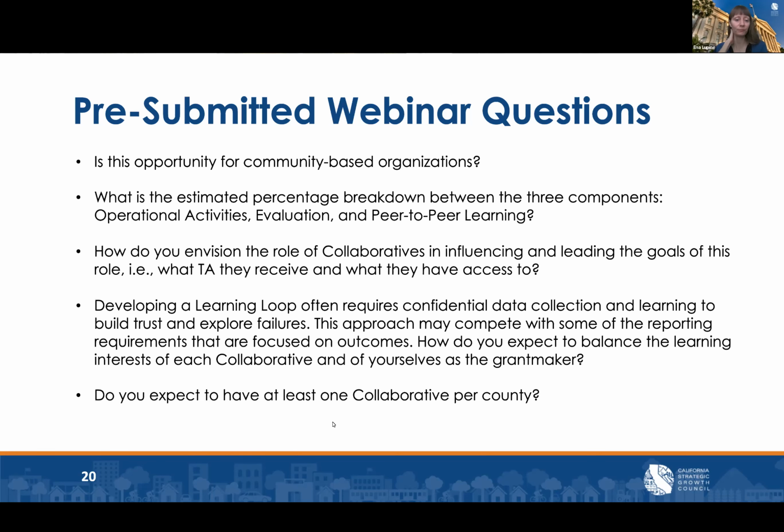It might be helpful also to take a look at the geographic requirements for the program. Collaboratives can cover anywhere between 1 and 8 contiguous counties, sorry. And so essentially, you may be working with a collaborative that's covering multiple counties, but we don't expect to have one collaborative per county for sure.